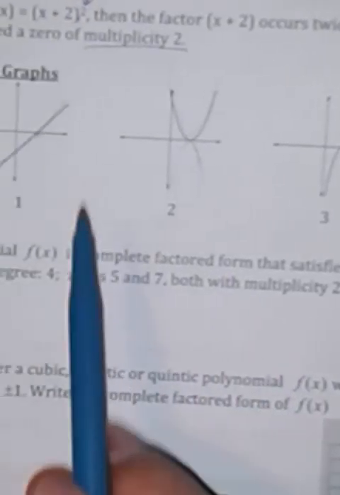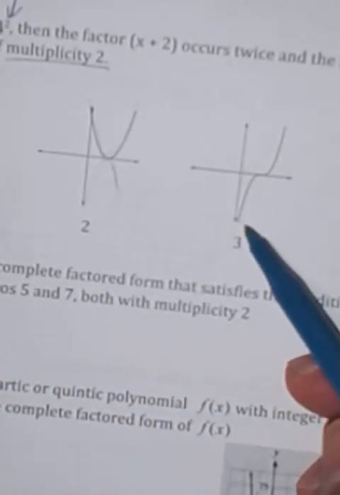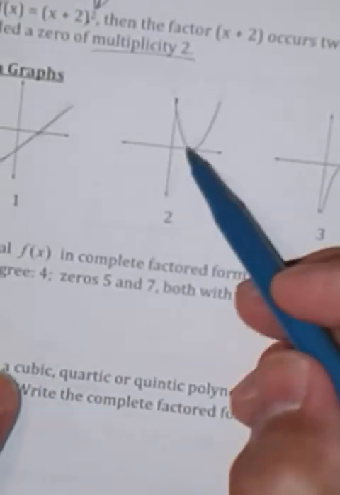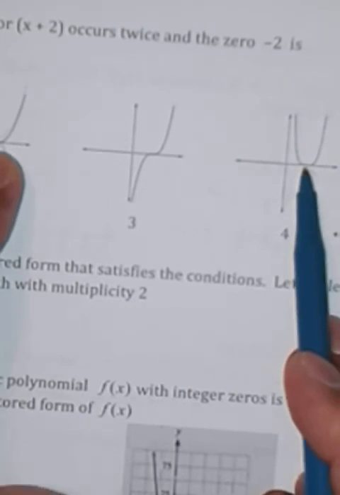So it turns out that odd multiplicities behave very similar. They cross, but multiplicity 1 doesn't bend, 3 bends, 5 bends, 7 bends, and so on. Multiplicity 2, 4, 6, 8, any even multiplicity bounces off. What's the difference between multiplicity 2 and multiplicity 4? Just multiplicity 4 flattens out a little bit more when it touches the x-axis than multiplicity 2. Okay? All right. So we're going to continue on number 4.